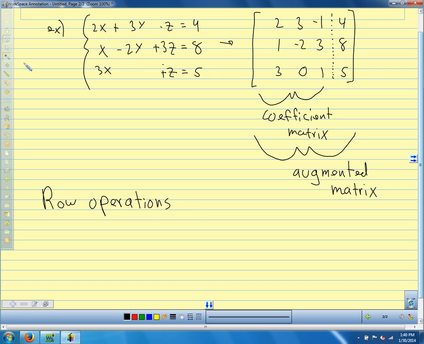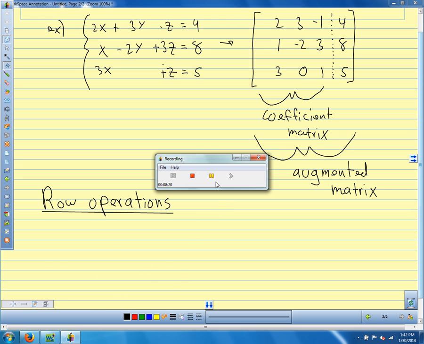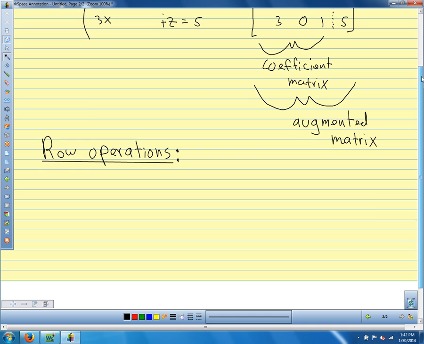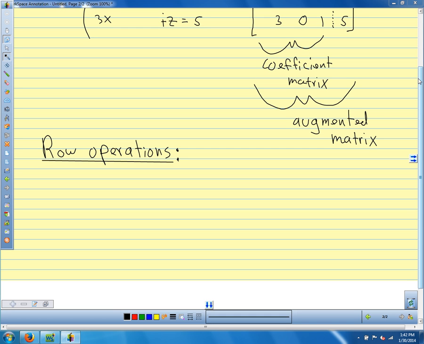So our row operations are exactly the same row operations. Our row operations are exactly the same as the row operations we use on a system of equations. So we're just going to translate our system of equation row operations to our matrix.